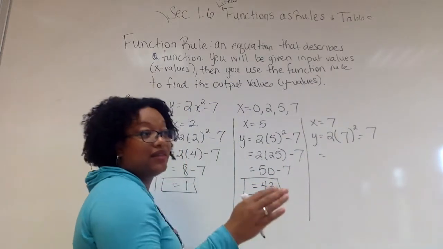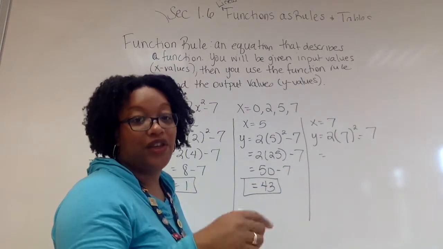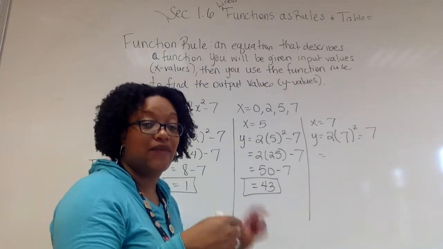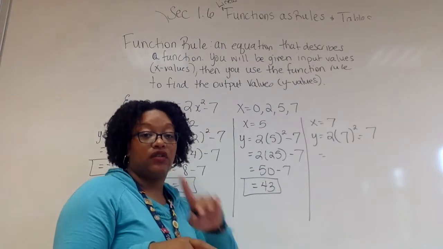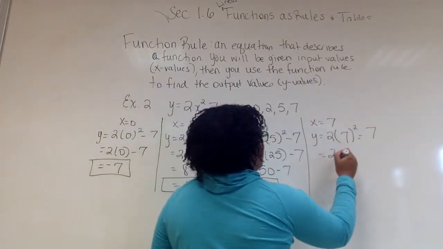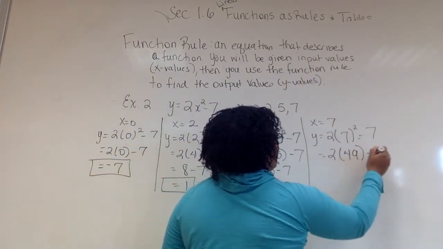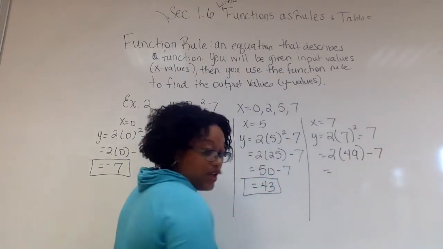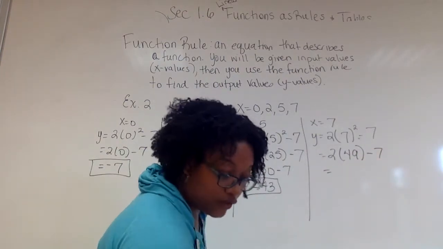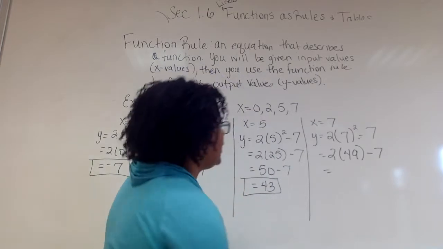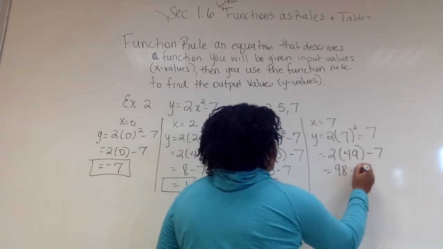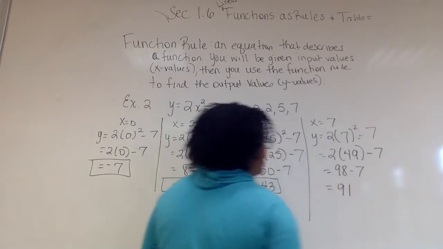I hope nobody thought 14 because that's a problem. You need to know squared means 7 times itself. It's the number times itself. It's not the number times 2. Just a thought. Don't make that careless mistake. So I have 2 times 49 minus 7. Well, now I'm ready for my calculator. 2 times 49 is 98. 98 minus 7 is 91.